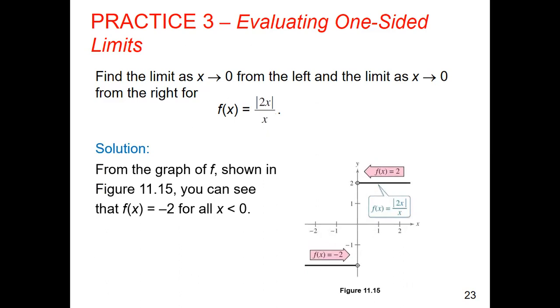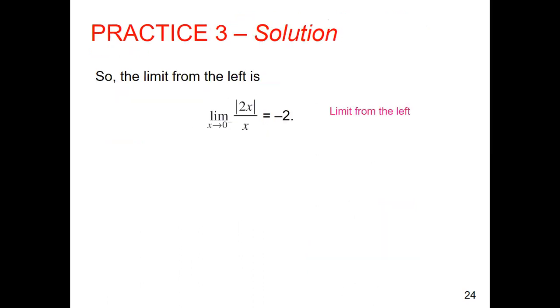Okay, so if I ask you, what is the limit of this graph as x goes to 0 negative, what would that be? Your negative would be -2. That's coming from the left. Where am I heading, right? So therefore, the limit as x goes to 0 positive would be 2.